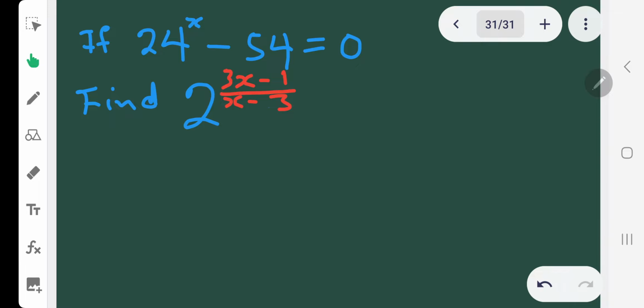So today once again we are going to tackle one application question on indices.